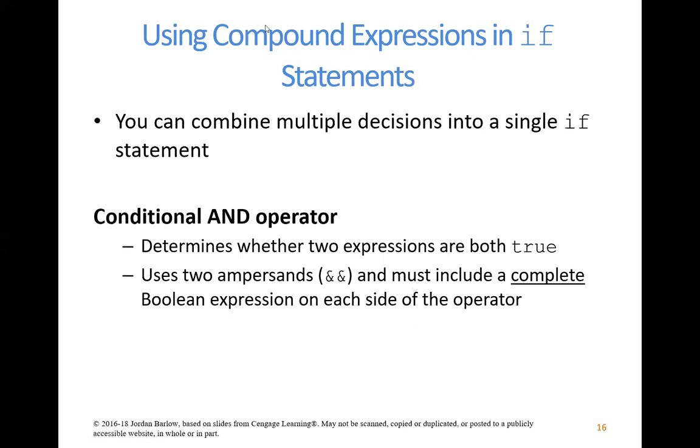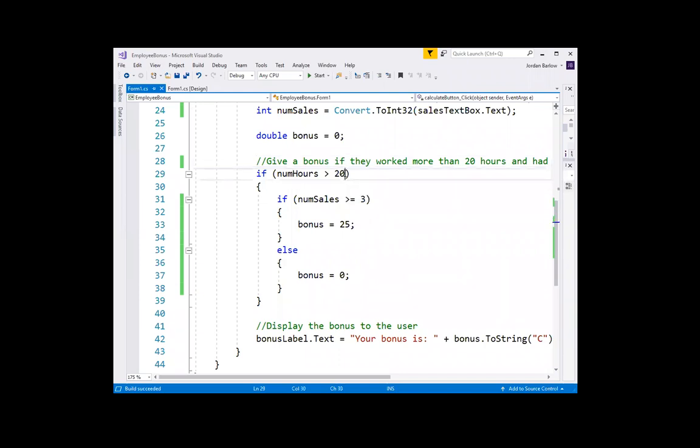So what that means is, here, if I was looking at if number of hours is greater than 20, and I also wanted to compare something else about the hours, like number of hours is less than 40, so they only get a bonus if they work between 20 and 40 hours. Each side, left and right, of the AND operator has to be a complete Boolean expression that can be evaluated as true or false. So this can be evaluated as true or false, and this can be evaluated as true or false.